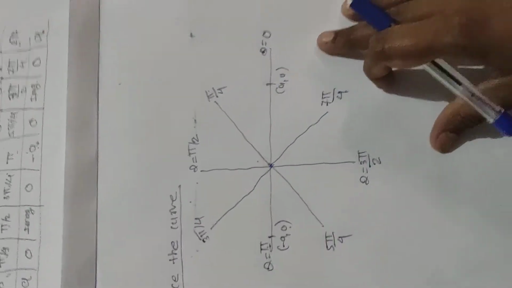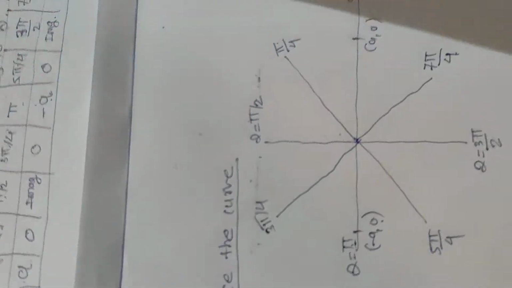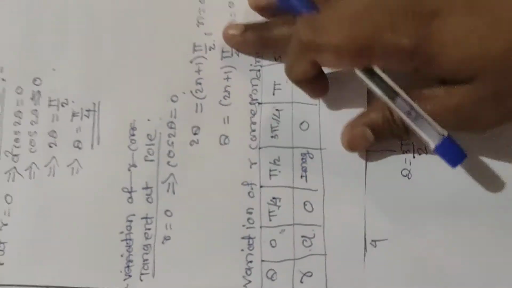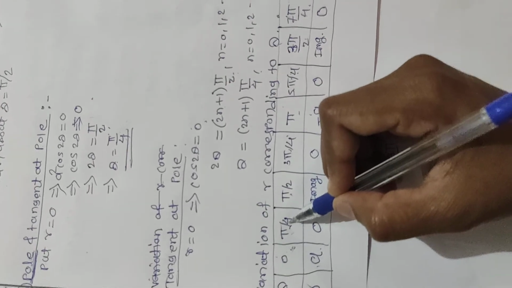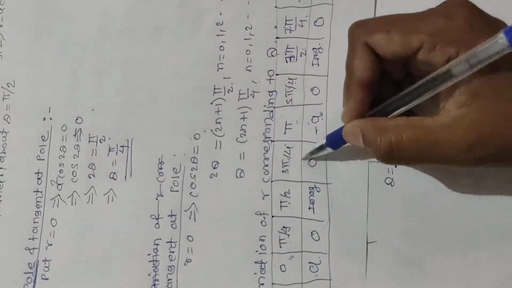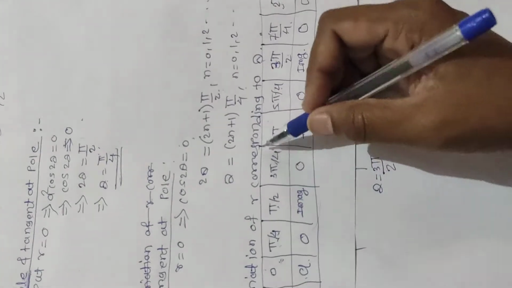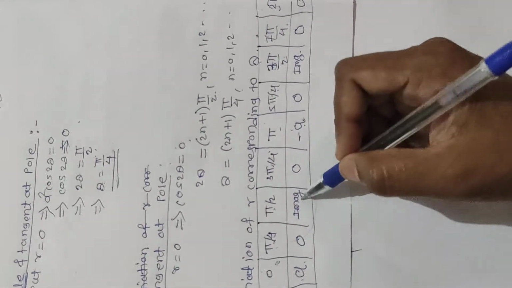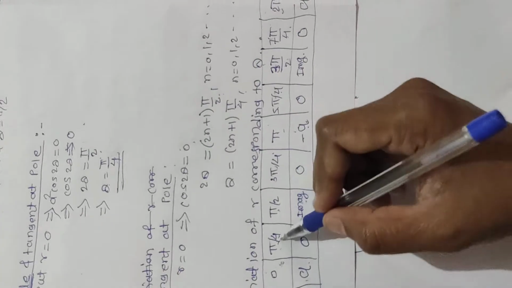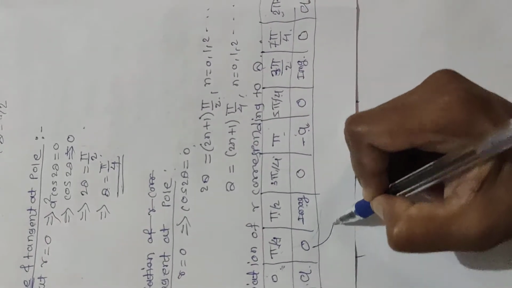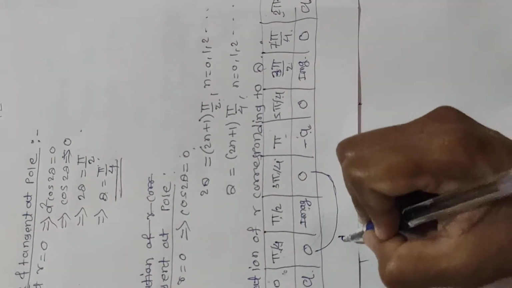So how to draw the curve? First we will discuss the table. In that table, as theta increases from pi by 4 to 3 pi by 4, the terms we get here make r square negative, or r imaginary. That means the curve does not exist. Theta lies between pi by 4 to 3 pi by 4, so here the curve does not exist.